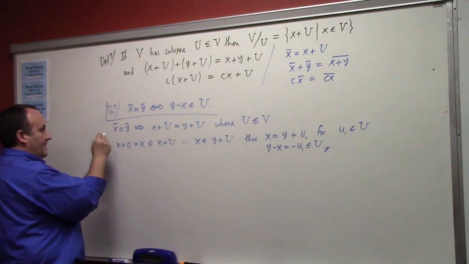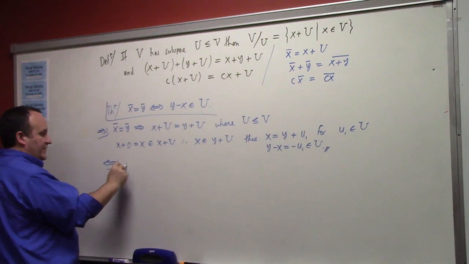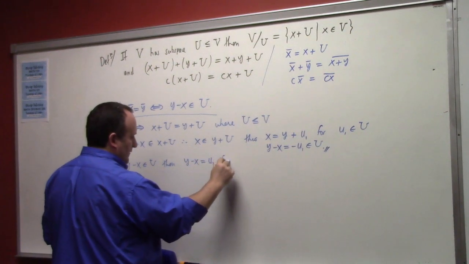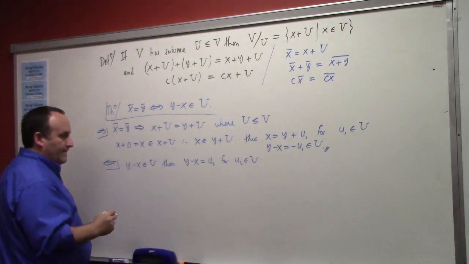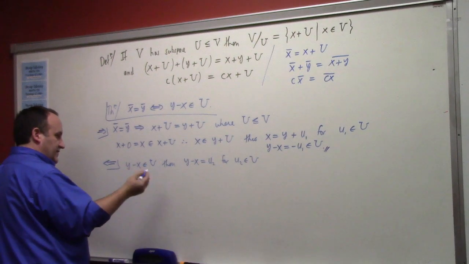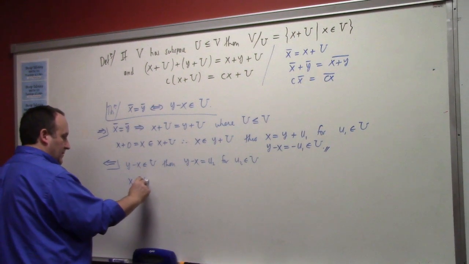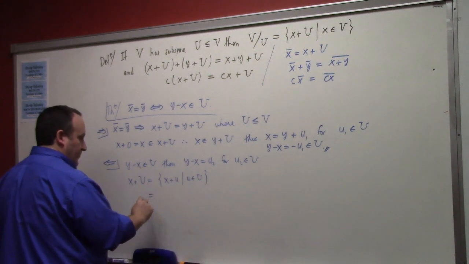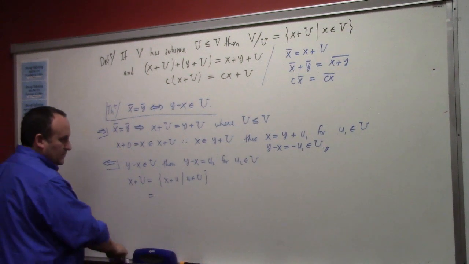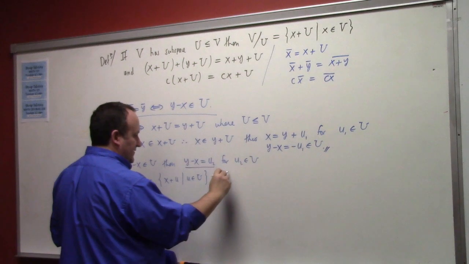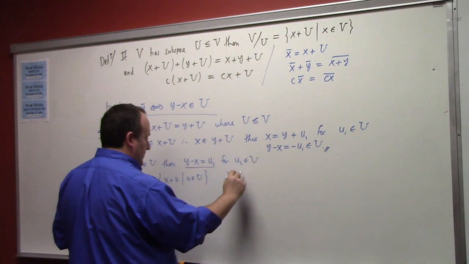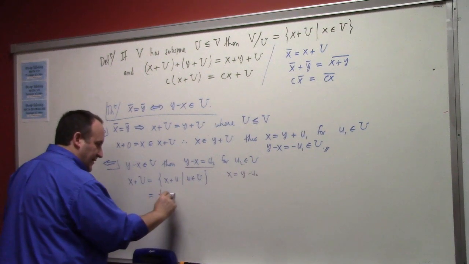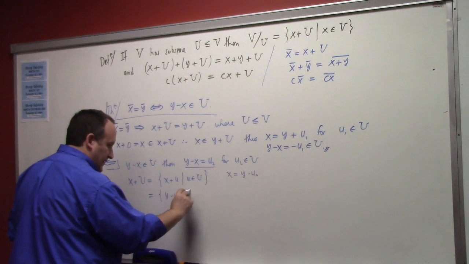Conversely, if we have y minus x as an element of U, then y minus x is equal to, let's say, u2 for some u2 in U, right? And let's just write it out. x + U is equal to what? It's equal to x + u such that u is in U. But that is equal to what? This right here tells us that x is actually equal to y minus u2, right? So this is equal to y minus u2 plus u, such that u is an element of U.